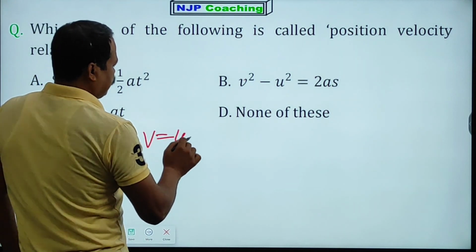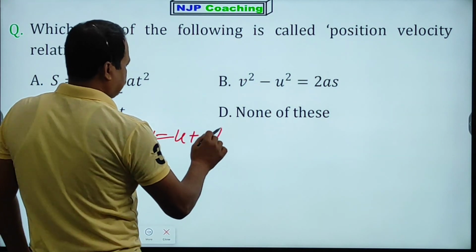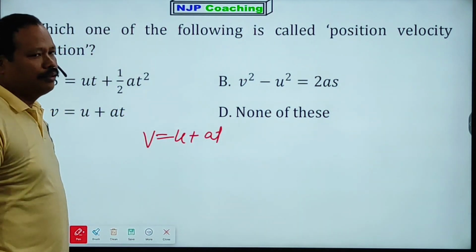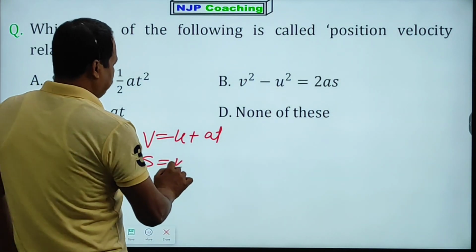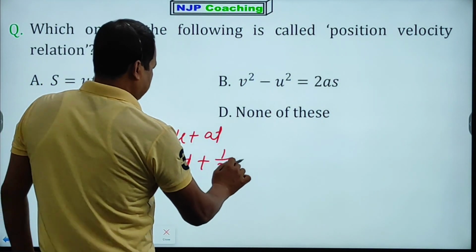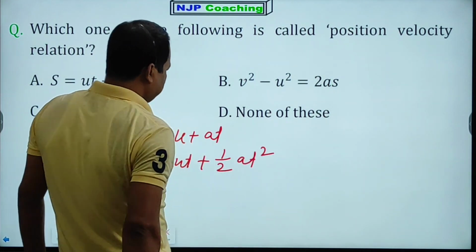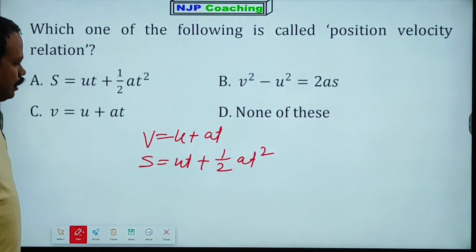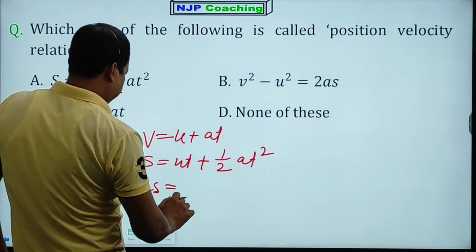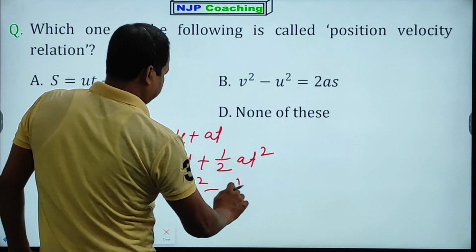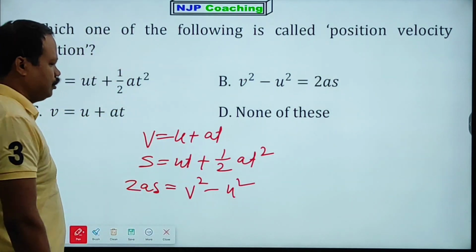Velocity time relation, v equals u plus at. This is known as the velocity time relation. Next, s equals ut plus half at squared. This is known as the position time relation. And 2as equals v squared minus u squared. This is known as the position velocity relation.